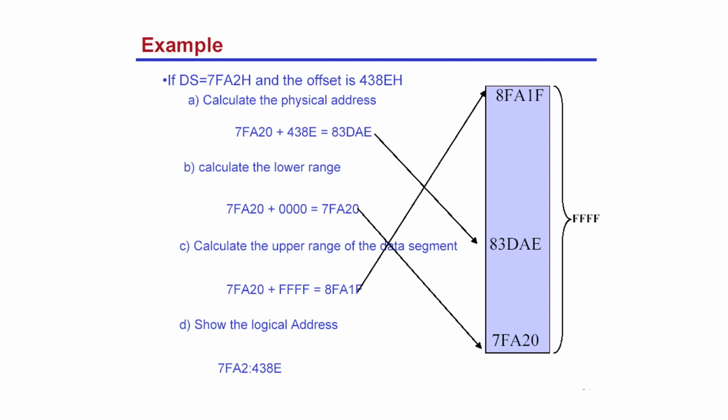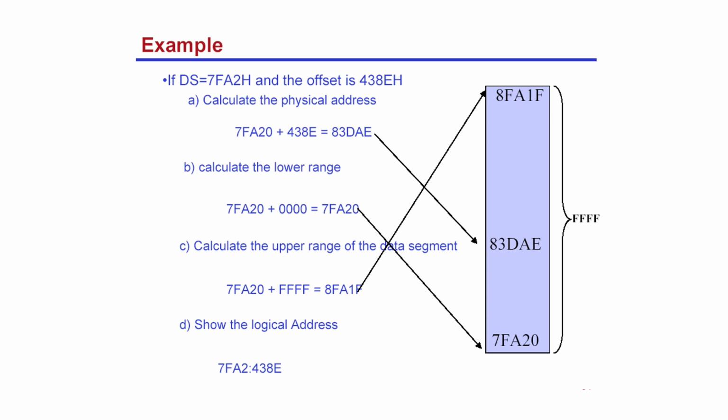Here is an example of how this is done. Suppose I have 74A2H as the data segment base address, and the offset address is given as 438E. To calculate the physical address, we left shift. This is a hexadecimal left shift, so we add just one 0 there. While left shifting, we get 74A20, and the offset address is 4380. When we add these in hexadecimal, we get 83DAE.